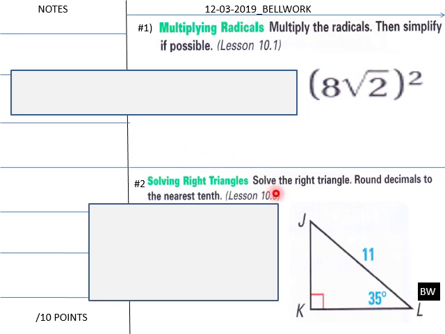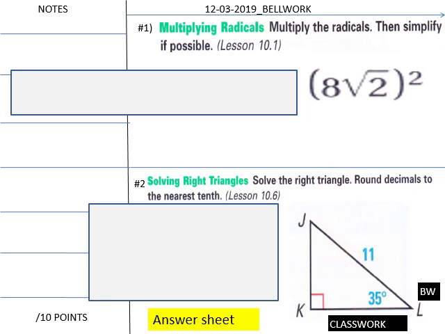Teachers, in your bell work today for your students: multiply radicals and then simplify, then solve the right triangle, rounding decimals. So solve this right triangle here. Basically, come up with your side lengths here. I'm not going to tell you how to do it, so I'll give you 5 minutes here.